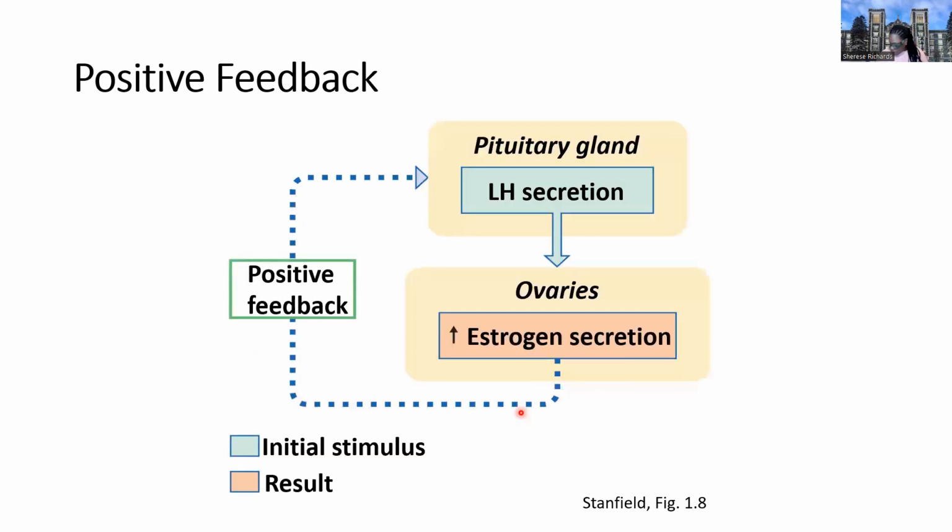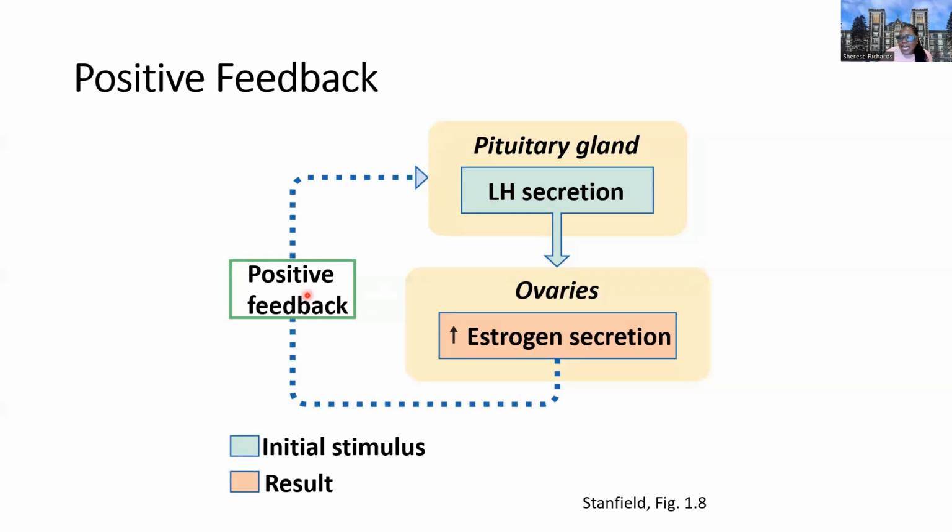All right, we've got a third example of positive feedback here. This one involves the pituitary gland and the reproductive hormones. So the pituitary gland is considered one of our master endocrine glands, right? This is in the brain, and it's going to secrete a hormone called luteinizing hormone. So luteinizing hormone secreted from the pituitary has its effect on the ovaries, and what that does is to increase estrogen secretion from the ovaries.